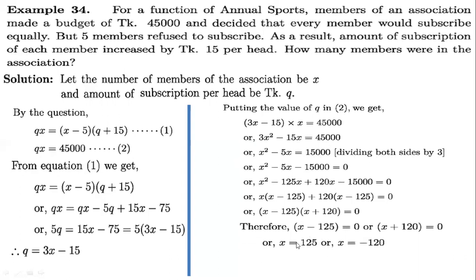Here x equal 125 and x equal minus 120, but the question is what actually is x? x is our number of members, so members cannot be negative. That's why the answer will be 125. So the number of members of the association is 125, and that's our required answer.